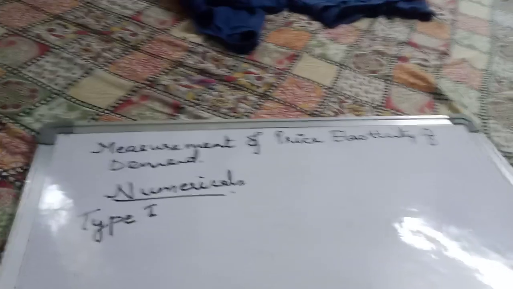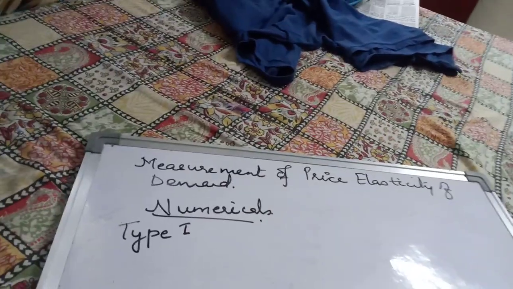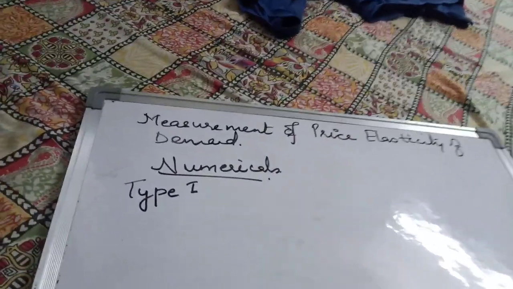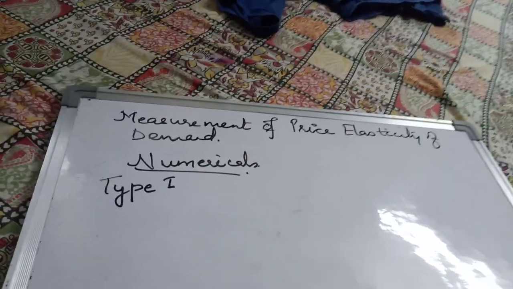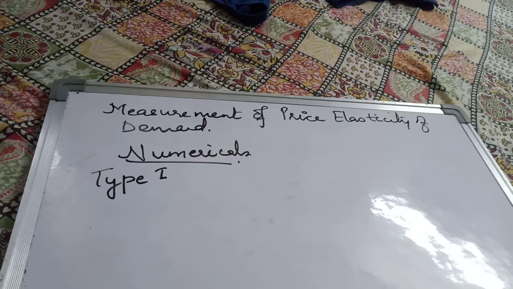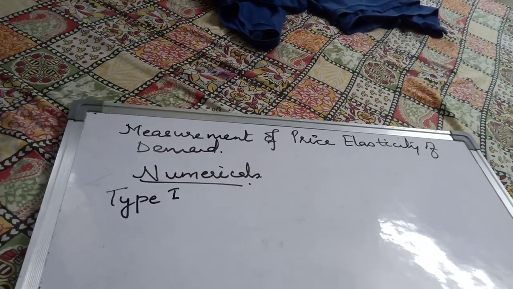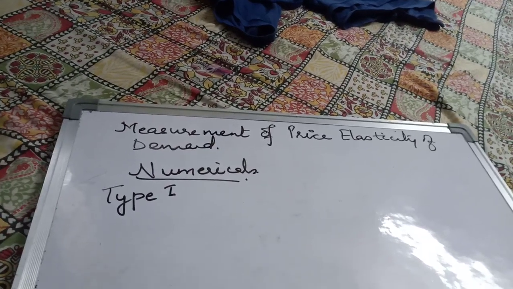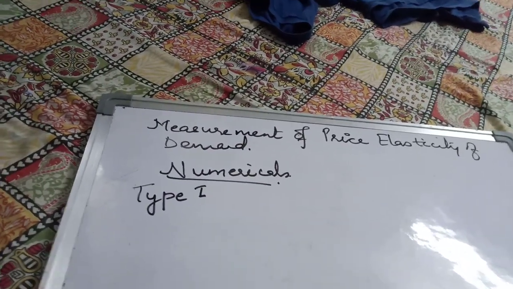Today we are going to do numericals of elasticity of demand. So I have categorized all the numericals type-wise. The first type is the easiest, in which we need to calculate elasticity of demand and both the initial and the new price and quantities are given. This is the easiest kind of question.